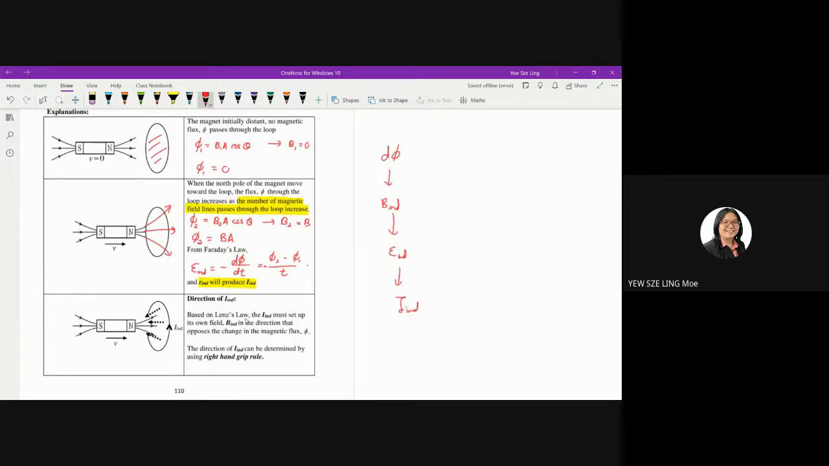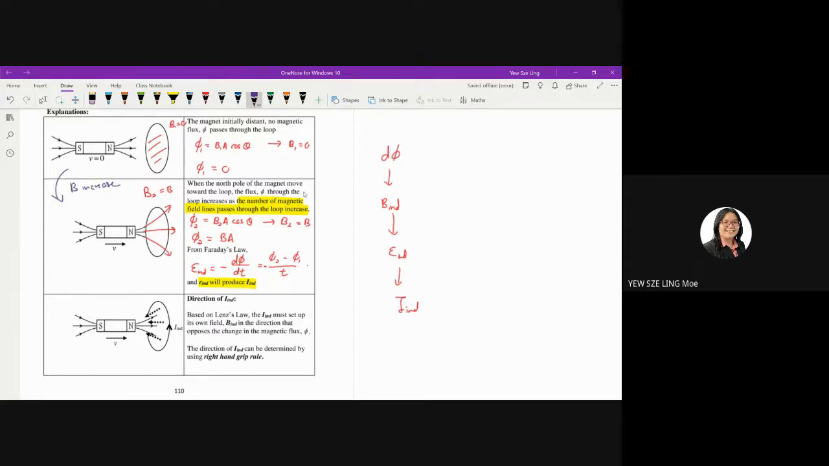Based on Lenz's law, just now we used it to determine the magnitude. When it comes to direction, based on Lenz's law, the I induced must set up its own field, B induced, in a direction that opposes the change in magnetic flux. Just now we increased the B through the coil. Initially B1 equals 0. At time T2, we have B2 equals B. So from the first diagram to the second diagram, B increases.